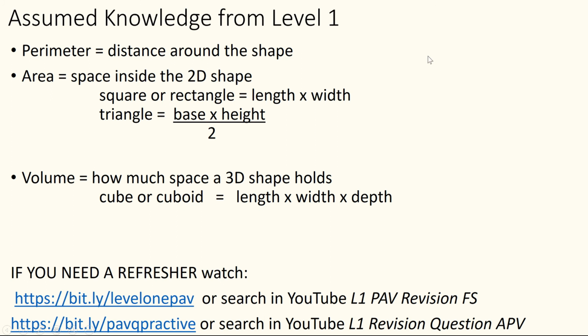Okay, so first of all, there is some assumed knowledge from level 1. So I haven't gone through this in this video because we have to assume that you know it already. So this is the perimeter, making sure you understand that that's the distance around the shape, knowing what area is, the space inside the shape, and also the formulas for them. So to work out the area of a square rectangle, length times width, and for a triangle, I do actually cover that one in this video.